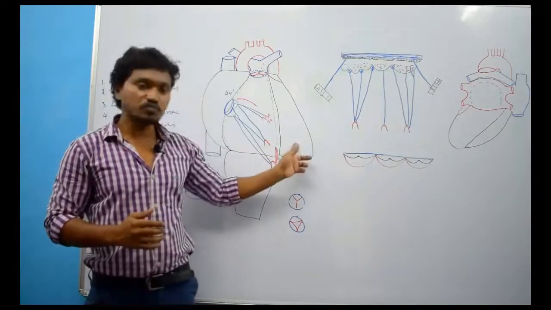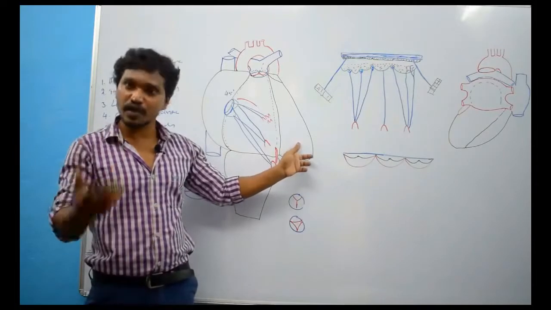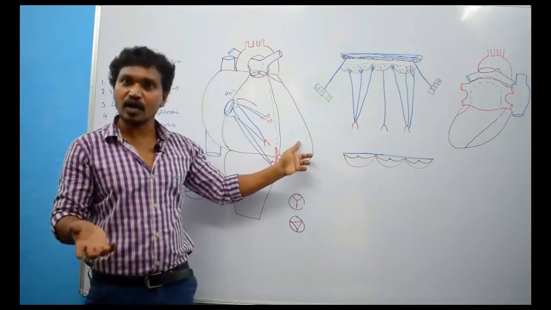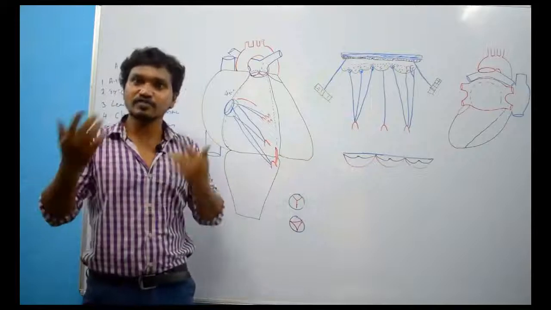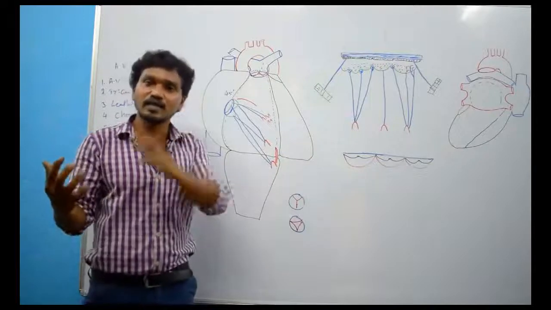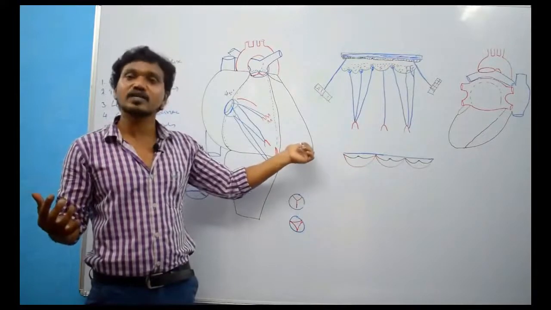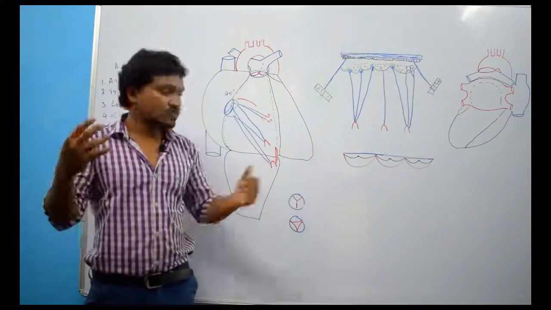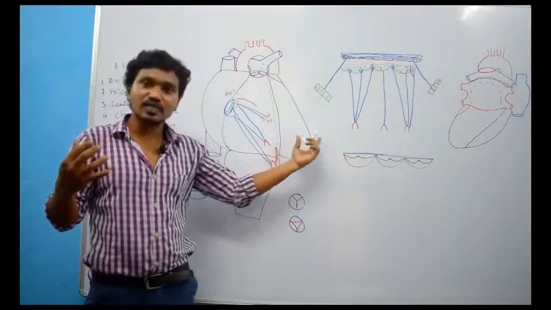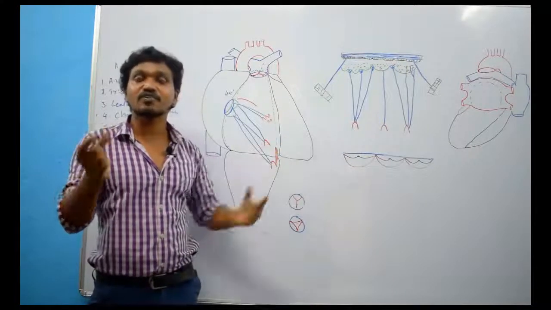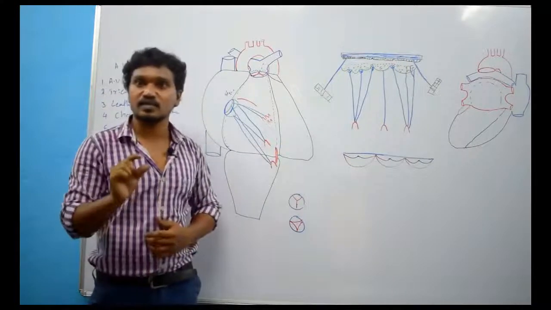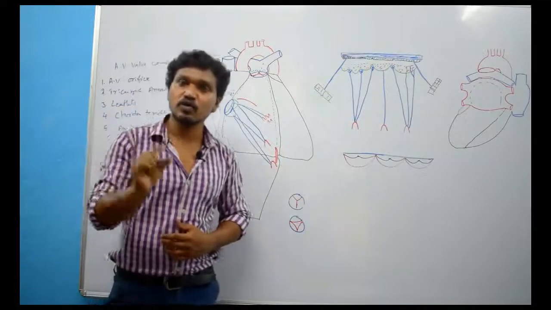When it works more, what will happen? Muscular hypertrophy. Actually, when we work more, our muscle bulk will increase. In the same manner, this left ventricle will work more, so the left ventricular wall thickness will be more.